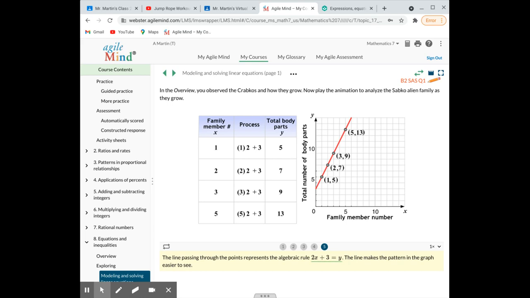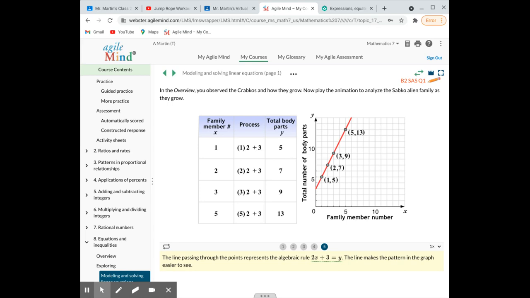So what we're going to do with this is, I want you to think about what values of x make sense for this situation. Could I have a family member number 2.5? Yes. Okay, explain. Well, you would multiply it like normal, and you'd have half a block. Okay, I can see how that would work.